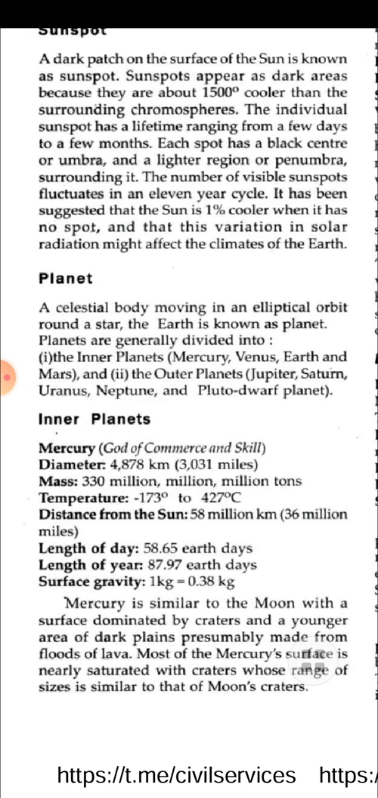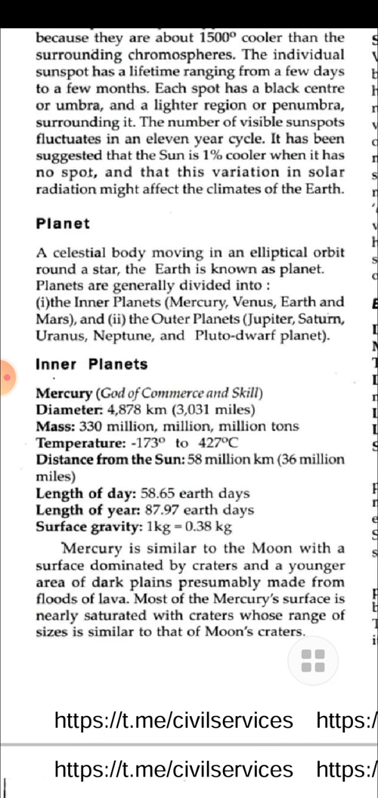Inner planet Mercury, god of commerce and skill. Diameter 4878 km, which means 3031 miles. Mass 330 million tons. Temperature minus 173 degrees Celsius to plus 427 degrees Celsius. The distance from the Sun is 58 million kilometers, which means 36 million miles. Length of the day is 58.65 Earth days.